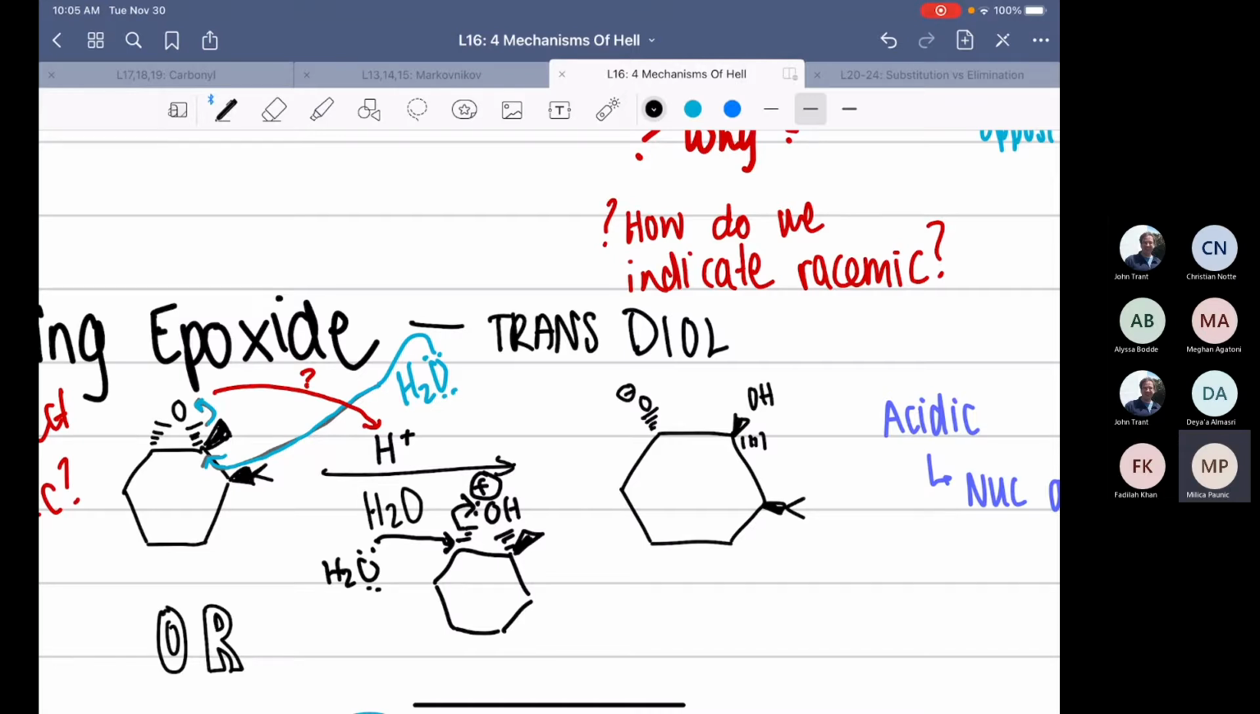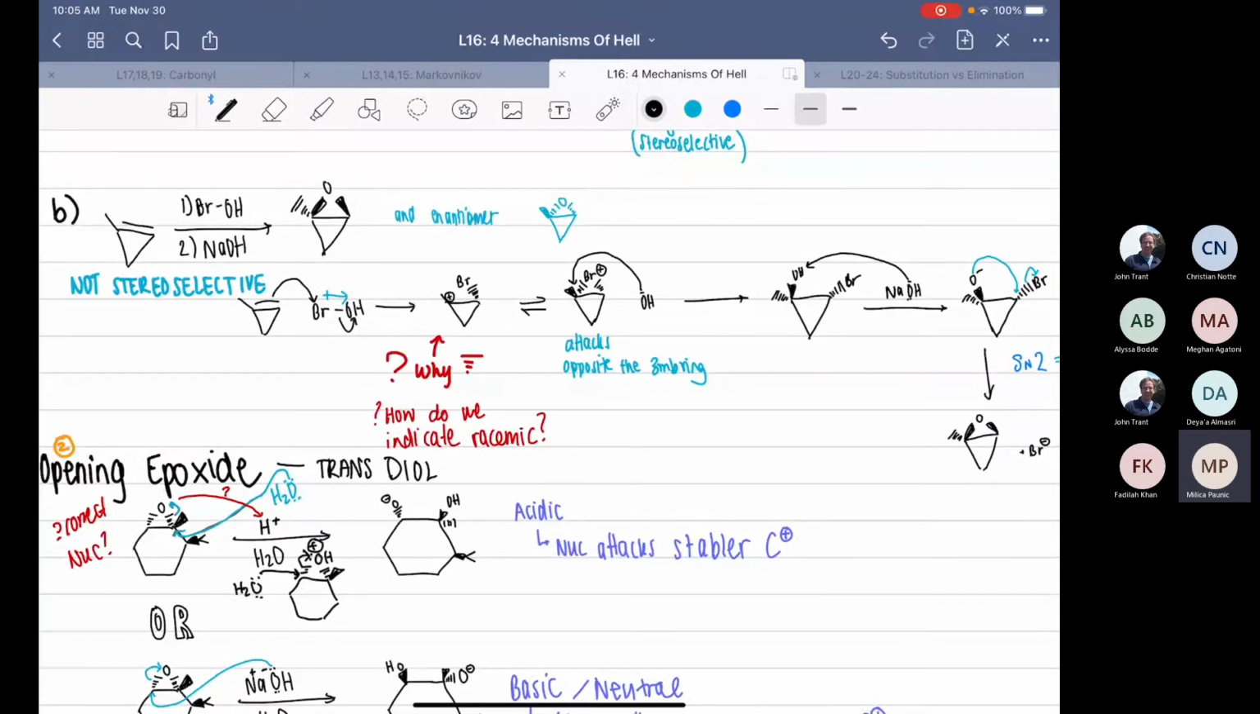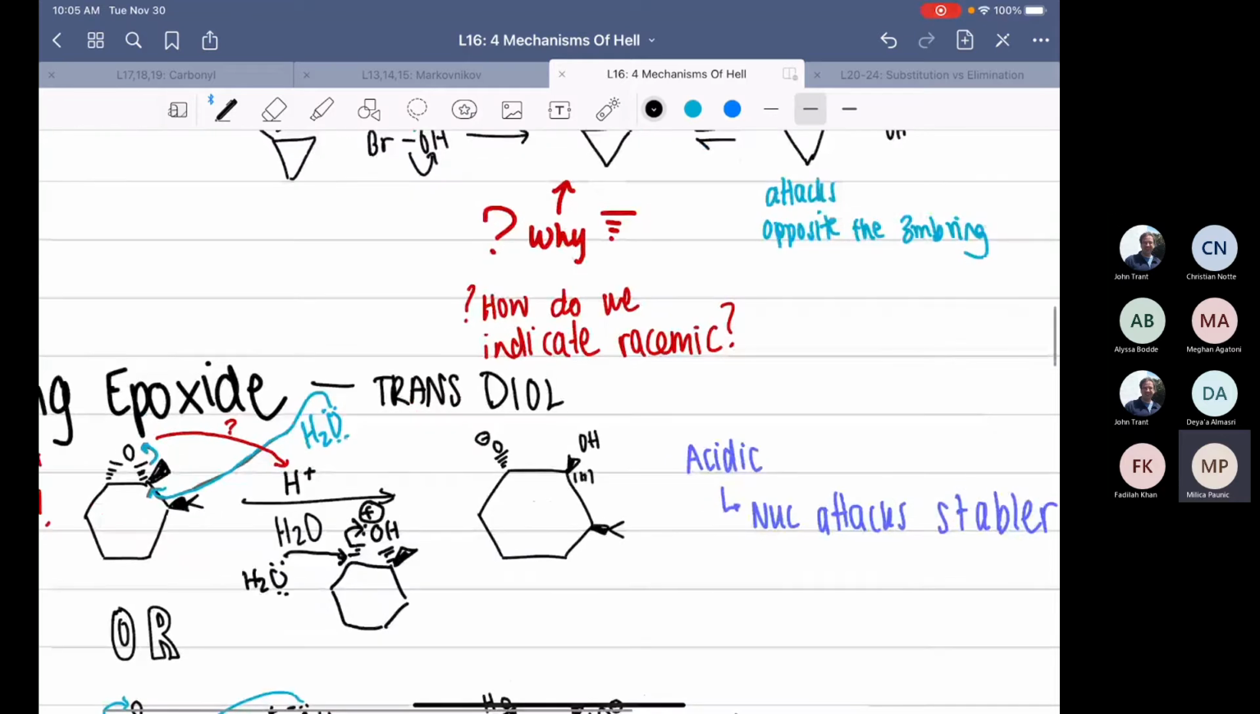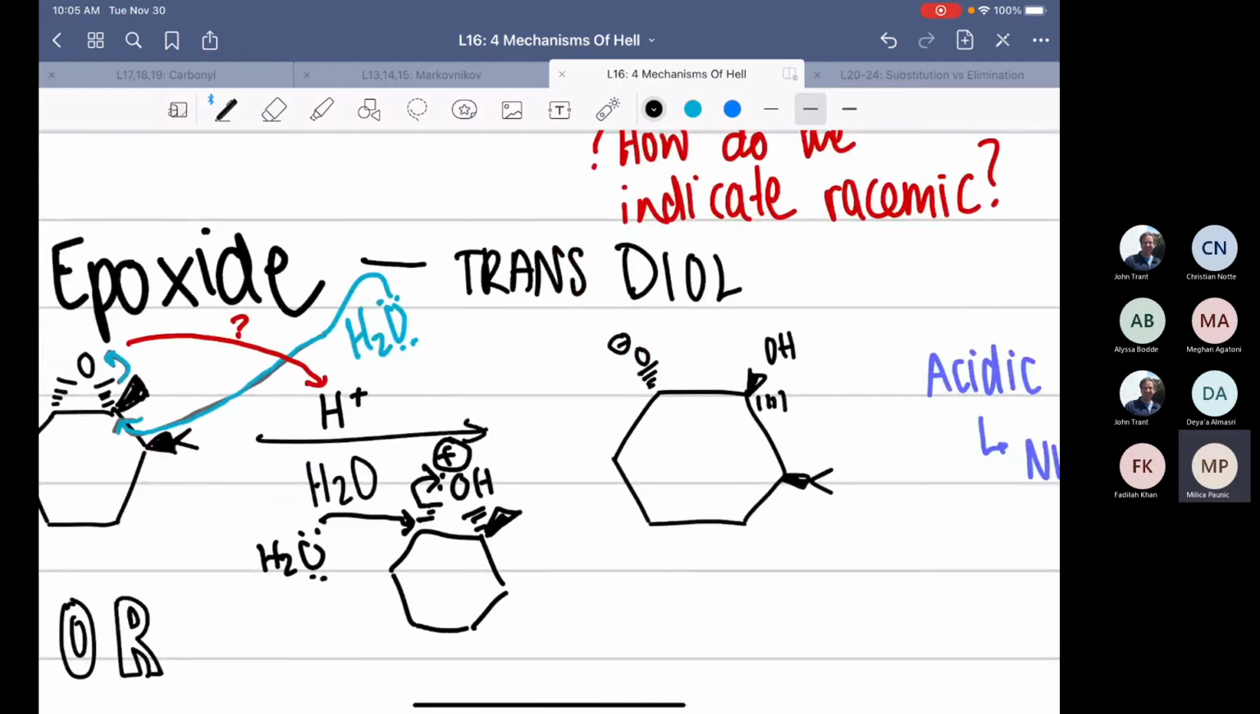Under acidic conditions, what's important isn't so much the hindrance of the site, it's where the positive charge is localized. So if we think about that, you have that positive charge on the oxygen, but it's also on both of the carbons. And where is the positive charge more likely to be, on the secondary carbon or the tertiary carbon? This one. Right. So that's where the nucleophile attacks, because that's where the positive charge is. Okay. Oh, okay. I think I got confused.